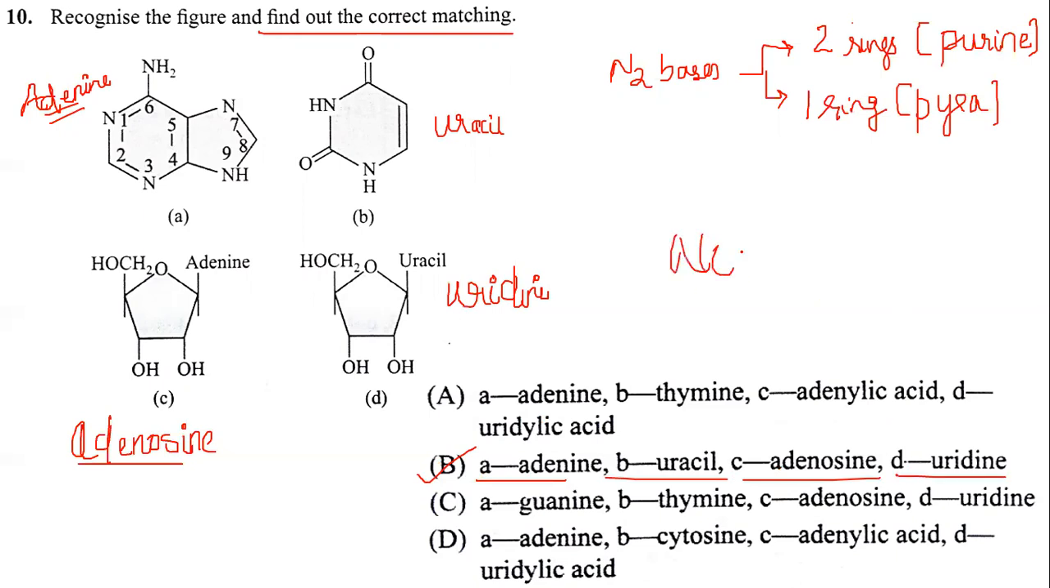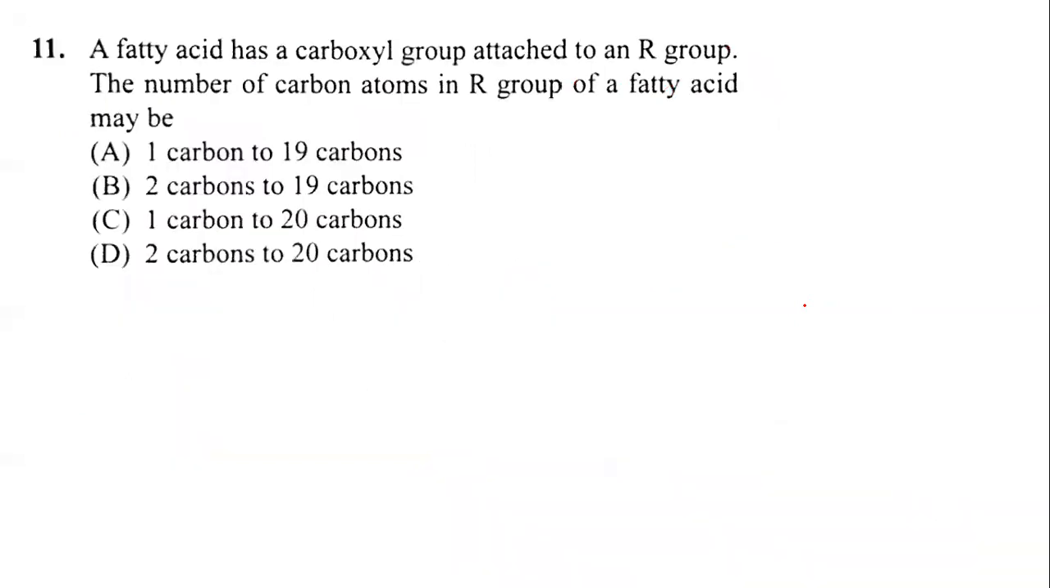This diagram is given in the NCERT. On the fourth page of your NCERT, you have the entire page filled with different diagrams. At the bottom of the page, you will find this diagram. Yes, the same question: number of carbon atoms in an R group. It is 1 carbon to 19 carbon.